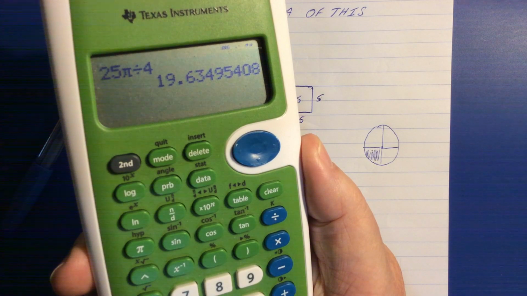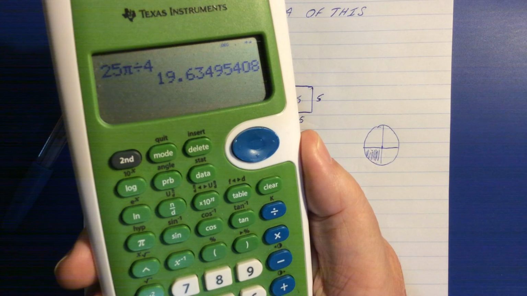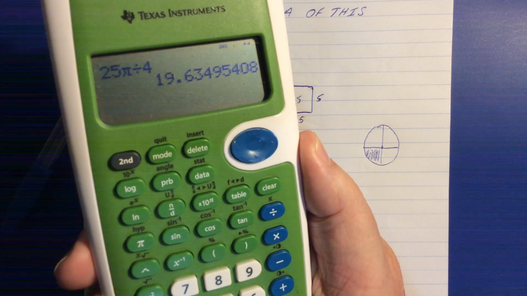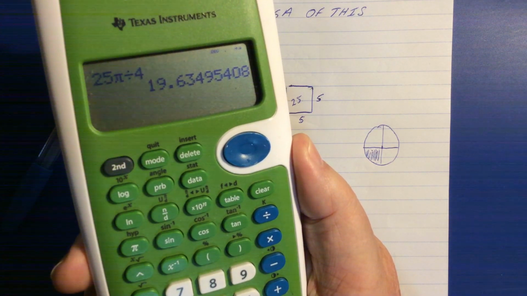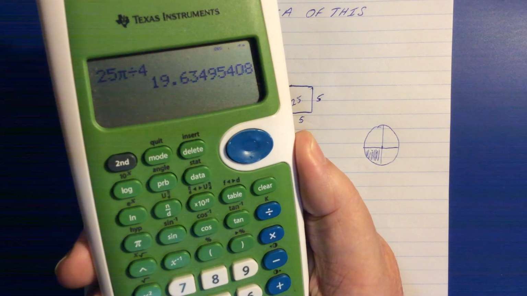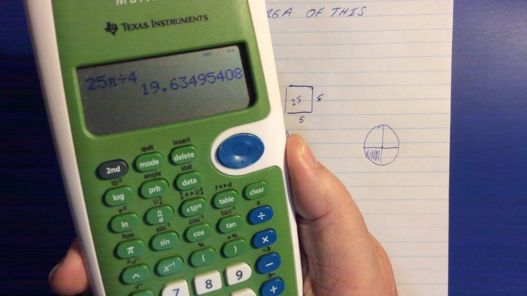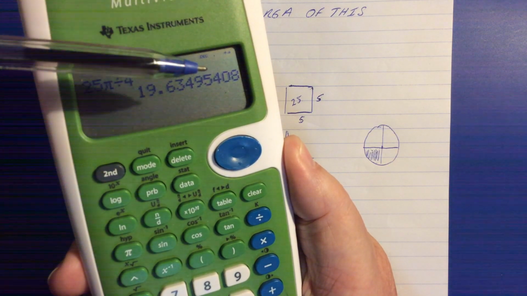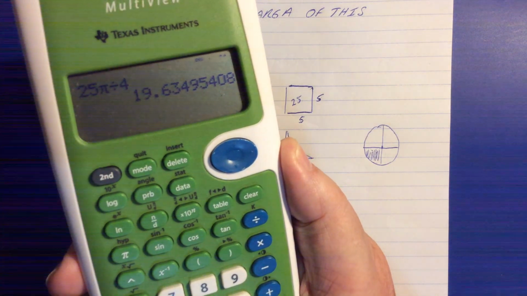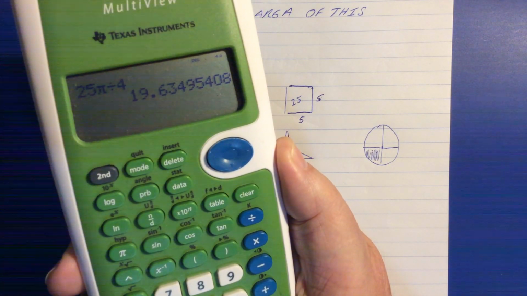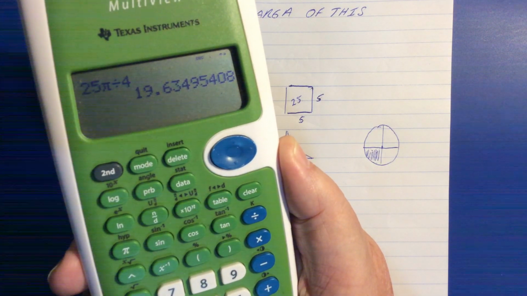Now I'm going to call that 19.63 because I'm not terribly interested in 10-digit accuracy here. I'm interested in demonstrating the method. But if you were working on this and you were asked to give an answer to 2 decimal places at the end of your calculation, you would retain all of these decimal places until you got to your final answer, and then you would indulge in some rounding.